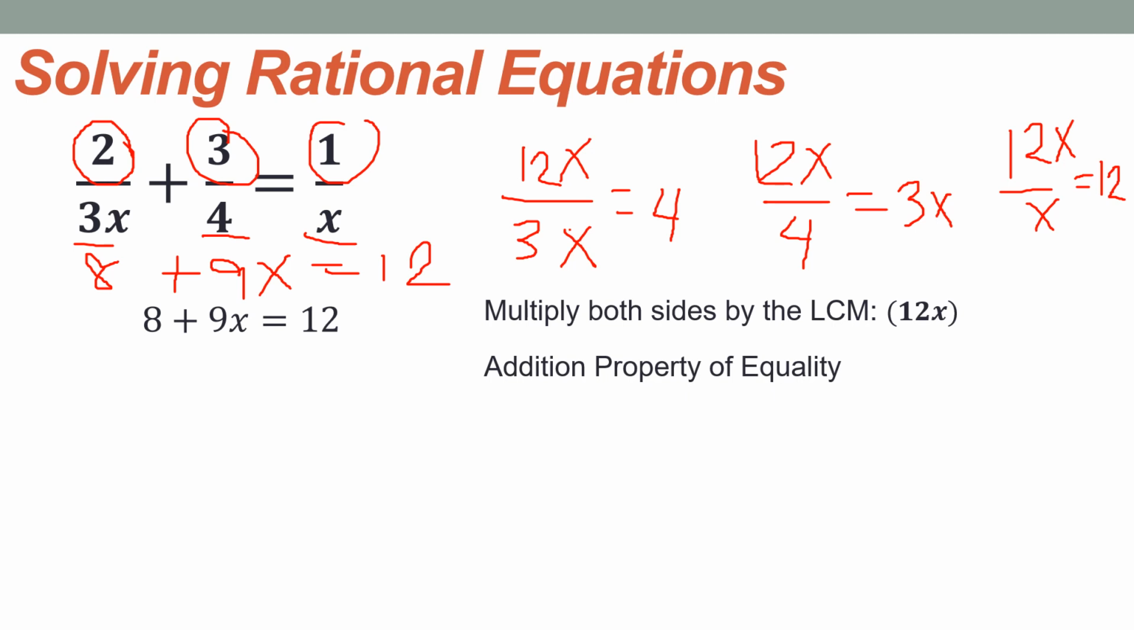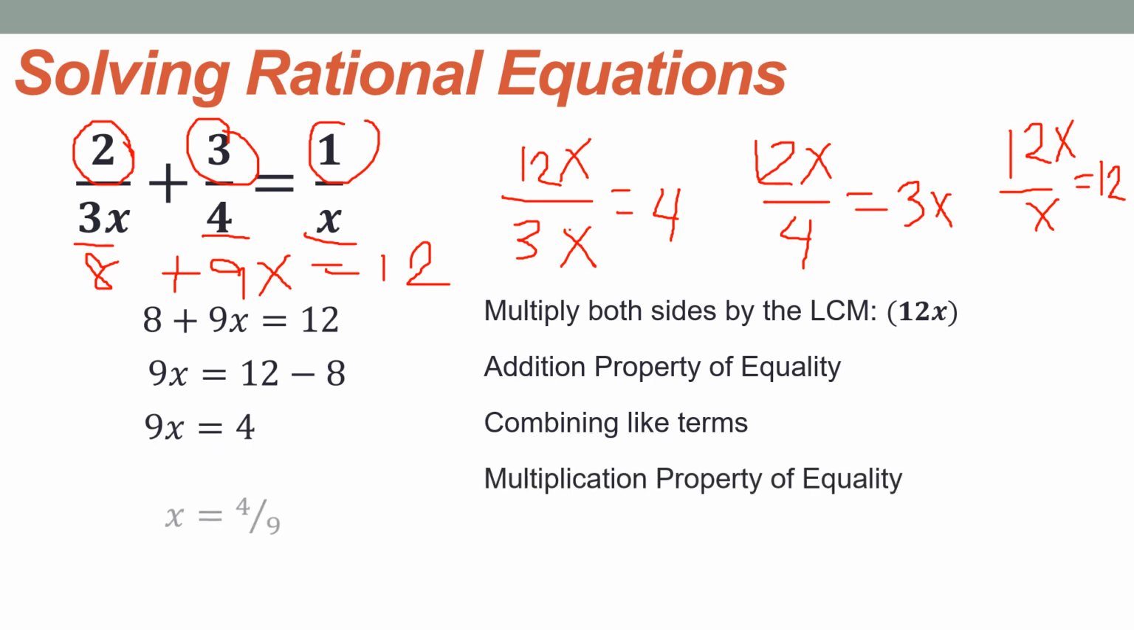Okay, addition property of equality, positive 8 will be transposed to the other side. 8 will be transposed here, making it negative. So we have 9x is equal to 12 minus 8. Okay, combining like terms, 12 minus 8 is equal to 4. Isolate x by dividing both sides by 9, giving us x is equal to 4 over 9. Okay, so the value of x here is 4 over 9.